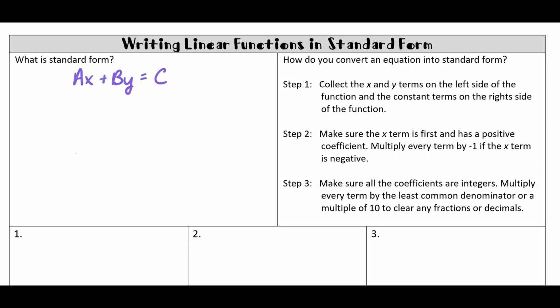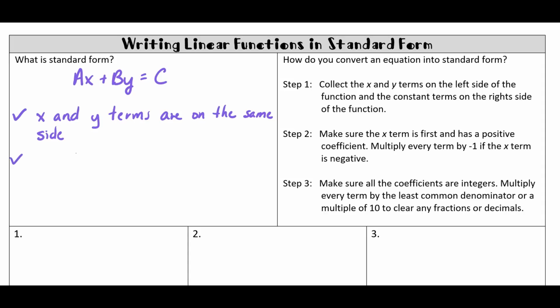So standard form has three separate criteria that we need to look at. The first one is that the x and y terms are on the same side. And this typically means the left side. We usually put x and y on the left and the constant on the right.